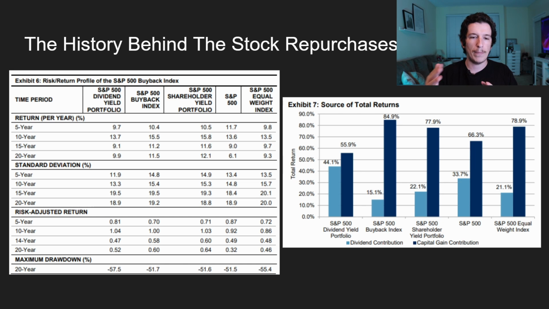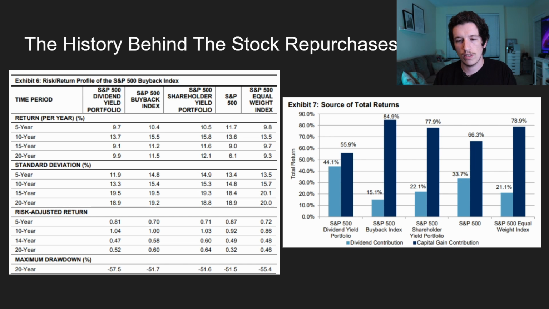And you can see that the buyback index had a higher standard deviation than both the shareholder yield and the dividend yield. So obviously there's some ups and downs. And the risk-adjusted returns on the shareholder yield portfolio were higher on the 20-year. So it is interesting to really see. I thought it was really cool.